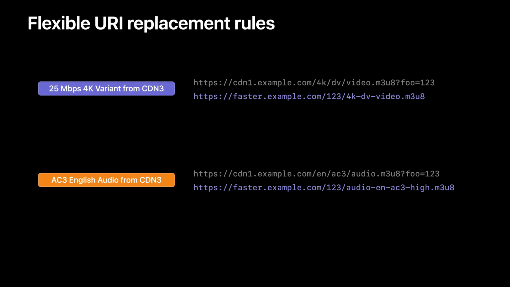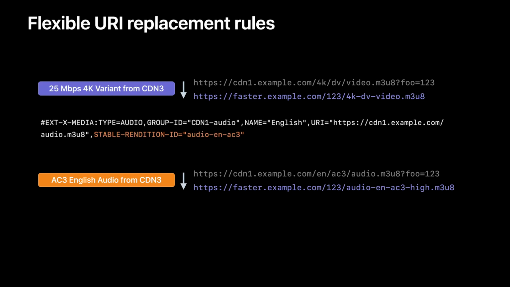Let's take another example, and let's say the streaming provider wants to serve their highest bandwidth video and audio streams from a specially tuned, fastest CDN host, different from the rest of the lower bitrate streams. This is where the per stable ID URI replacement rule comes in handy.